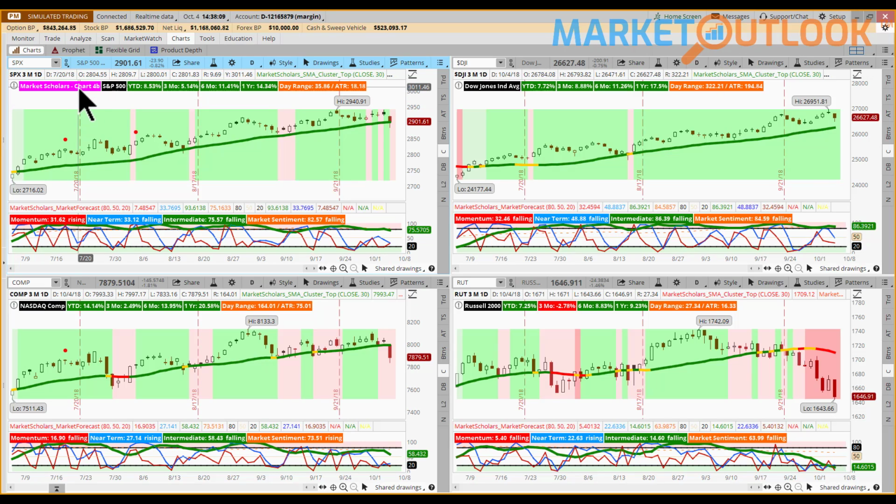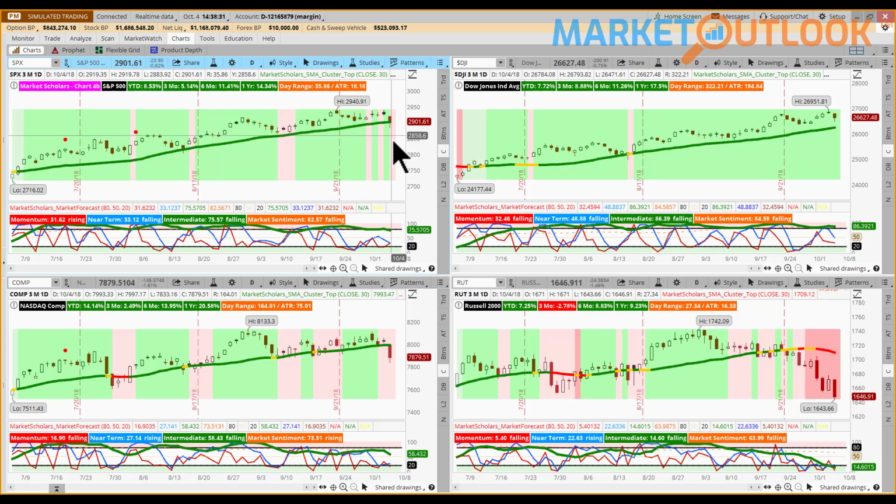But anyway, 4B here will show us the four major charts in the United States equity markets. We have the S&P 500 in the upper left, Dow Jones in the upper right, NASDAQ in the lower left, and Russell 2000 in the lower right. Now notice all four of the charts had a red candle here today. S&P 500 was down 0.82%.